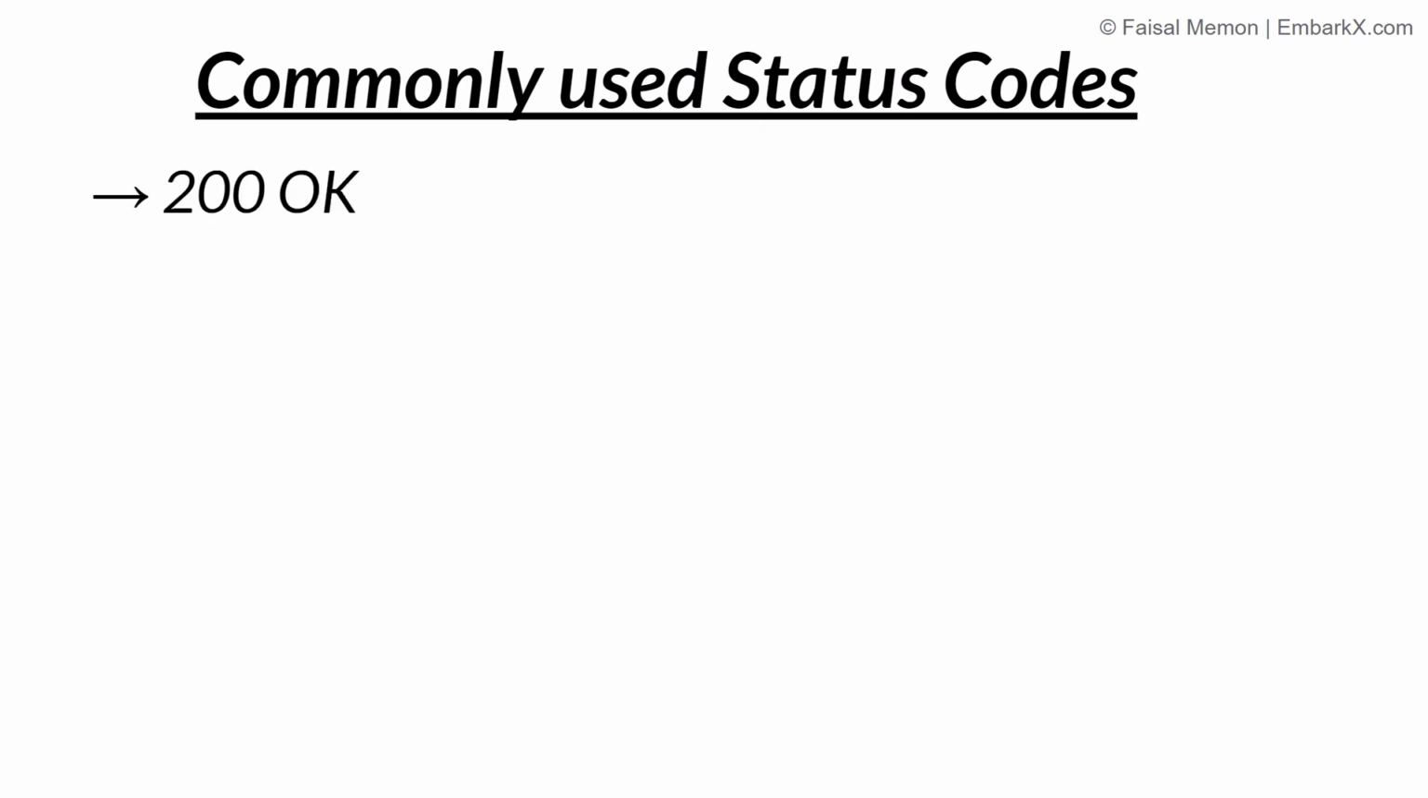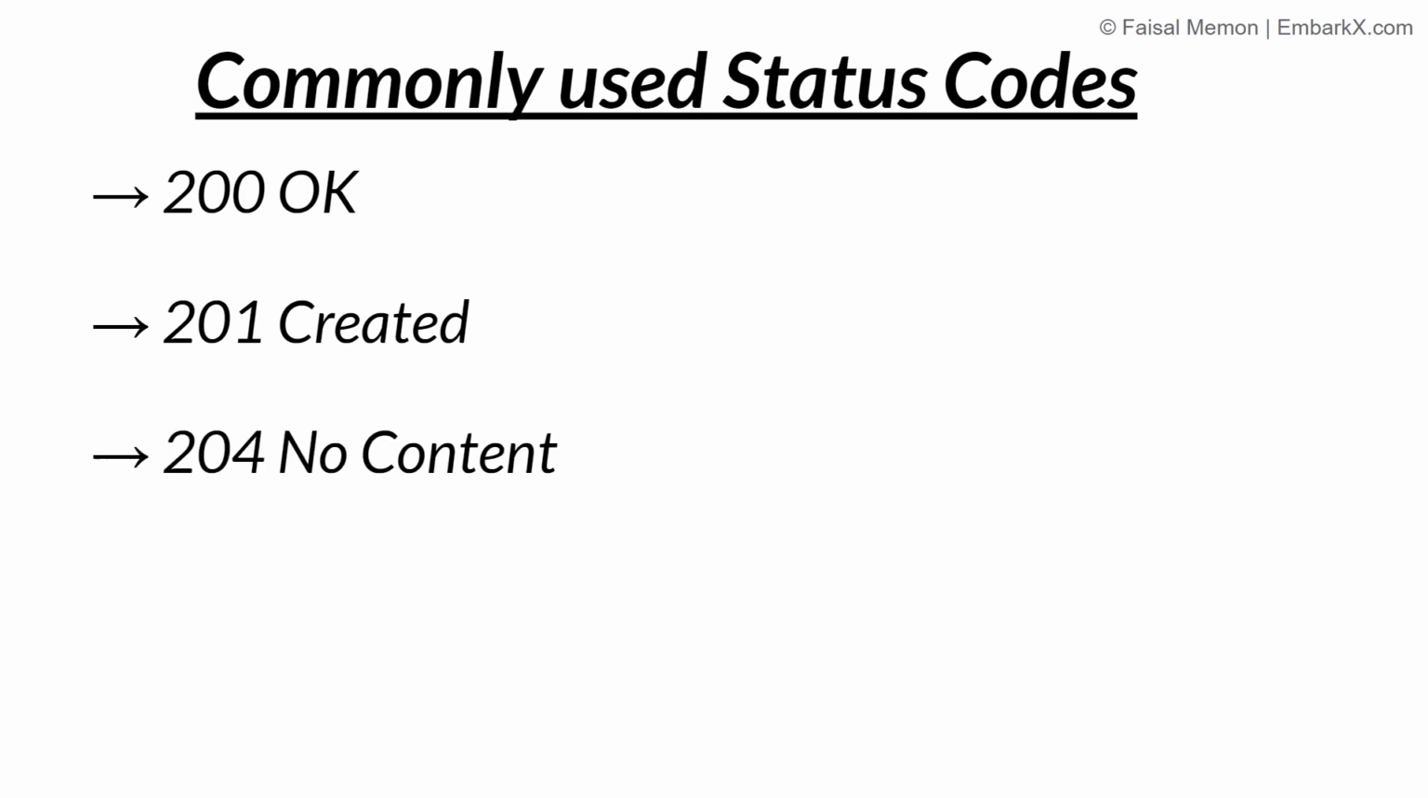Okay, so the number one status code is 200 OK. This is the most commonly used status code, and it is the standard response for a successful HTTP request. Then you have 201, which indicates the resource is created. Whenever you are sending a request to the server to create something, like a user or a product, you get 201, which indicates that whatever your request was, it has been created. 204 means no content, which indicates the server has fulfilled the request, but there was nothing to return.